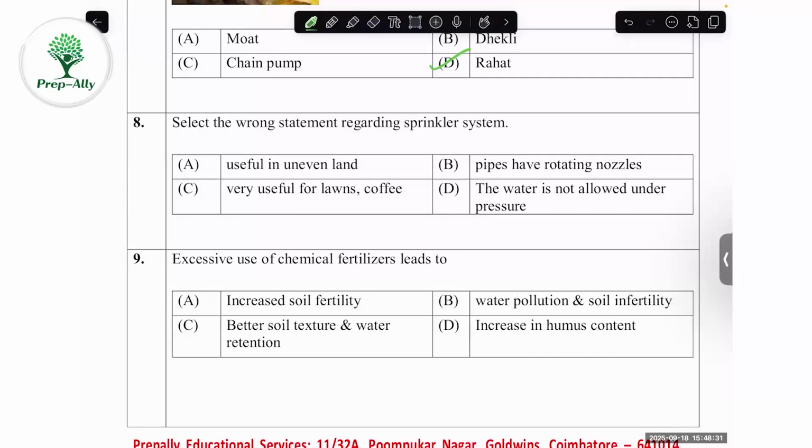Yes, you take this, so option B is also a correct statement. So what about C? Very useful for lawns, coffee. So they can be useful for the coffee plant and for lawns. Okay, so C is also correct.